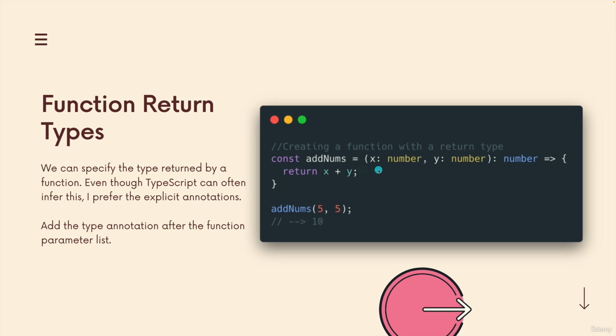So this function right here, add nums, is an arrow function, which is fine. This will work with all the different ways of declaring a function. And we've got the parameters. X has to be a number, y is a number. And then after that, we see that the function returns a number.